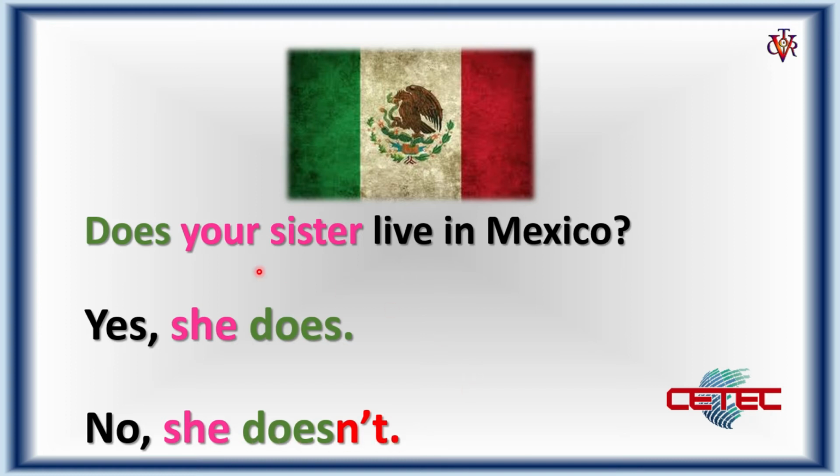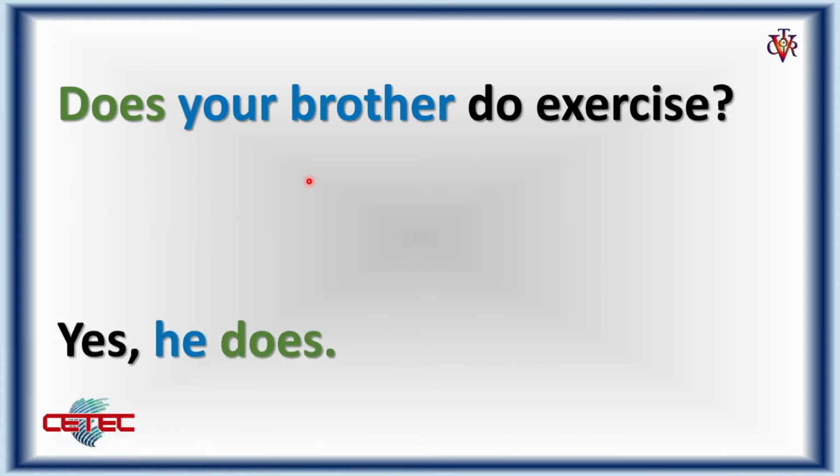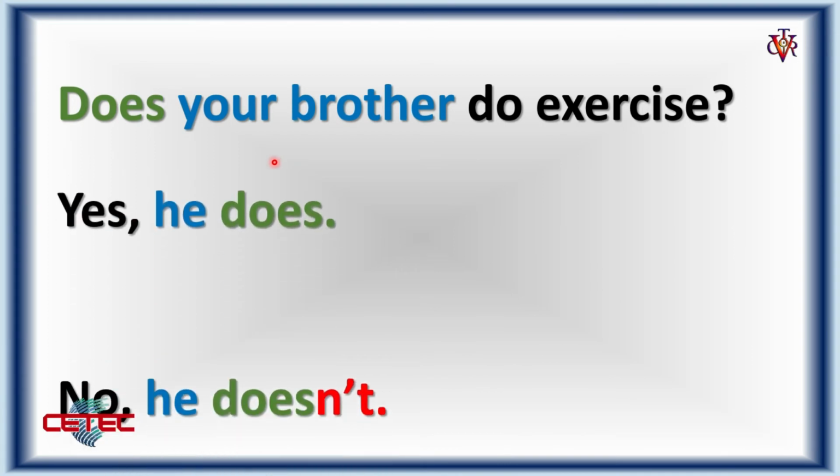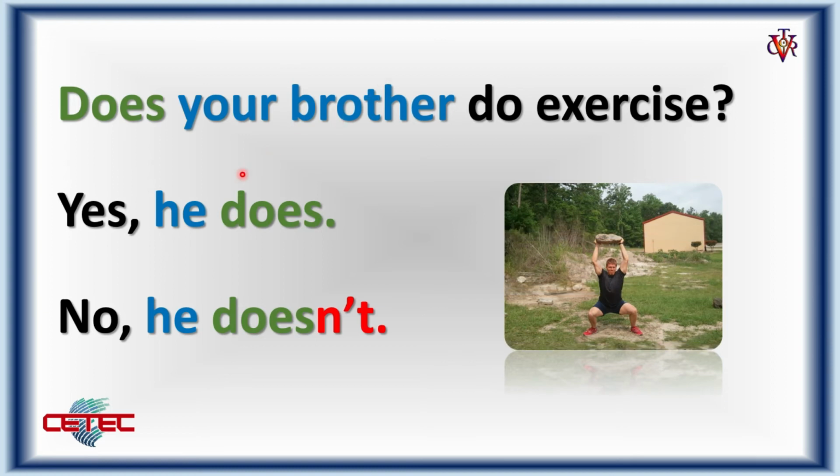Don't forget when you have to use do or does. Does your brother do exercise? Does, brother, it's about he, it's a man. Does your brother do exercise? The verb, do. Auxiliary, does. Does your brother do exercise? Positive answer, yes, he does.